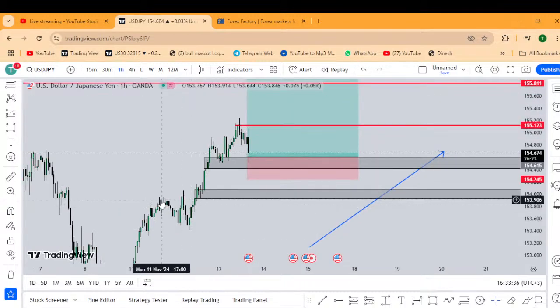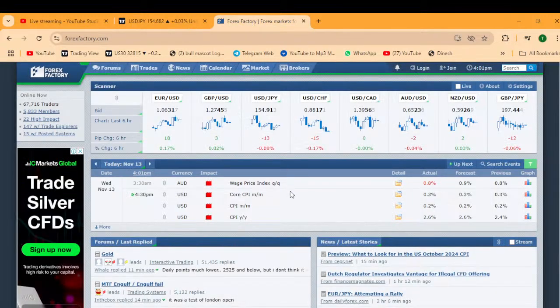Why am I only looking forward to buying the dollar? I summarize this as a successful setup and a successful analysis. Before I close, let me summarize for you why I will be buying the dollar so strong, why I will be buying USD JPY so strong.